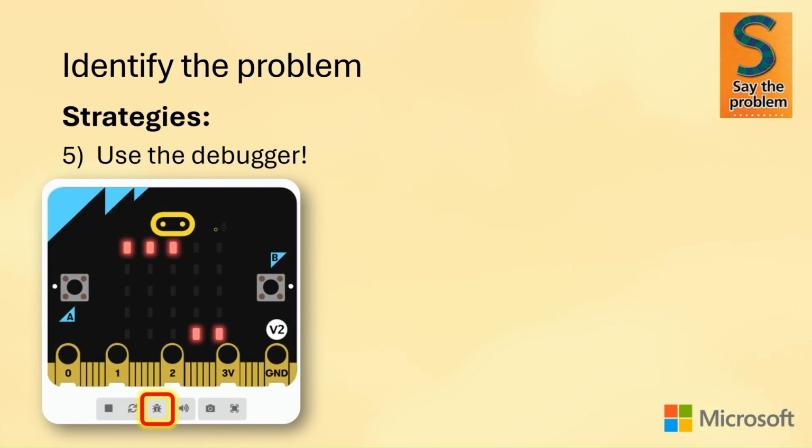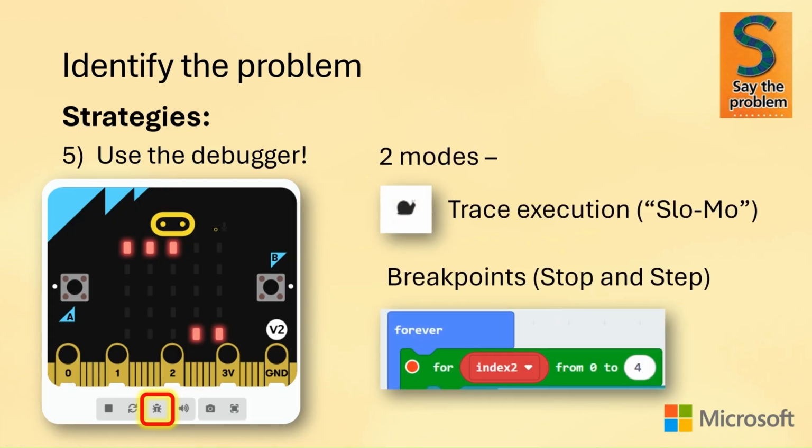The next strategy for identifying the problem is to use the debugger. This is a powerful tool and something that professional developers rely on a lot. You can run the debugger for blocks and for text code in MakeCode. The debugger has two modes. The first is trace execution. This is where the code will execute very slowly and highlight each line or block of code as it runs. So we call it slow-mo.